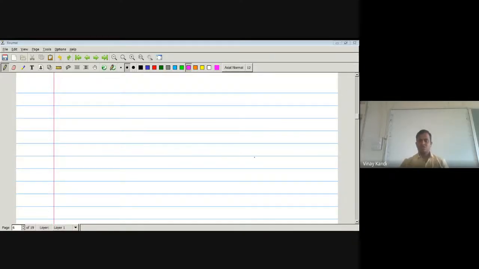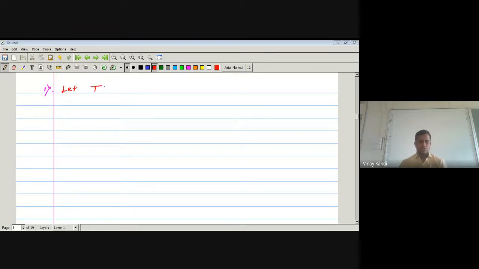Okay, good afternoon. In the last lecture, we saw the representation of a linear transformation by a matrix. So today we will see one example on it. Example number one. Let T be a linear transformation.